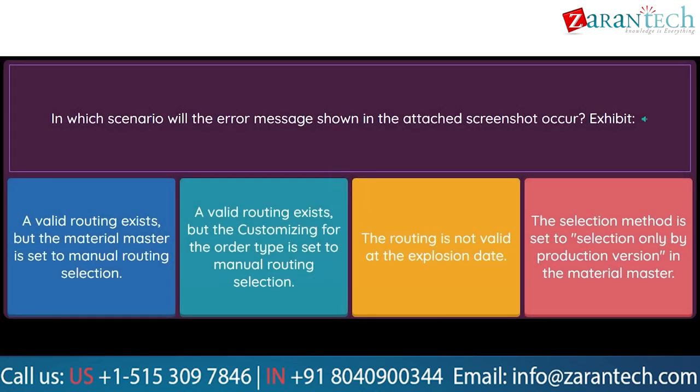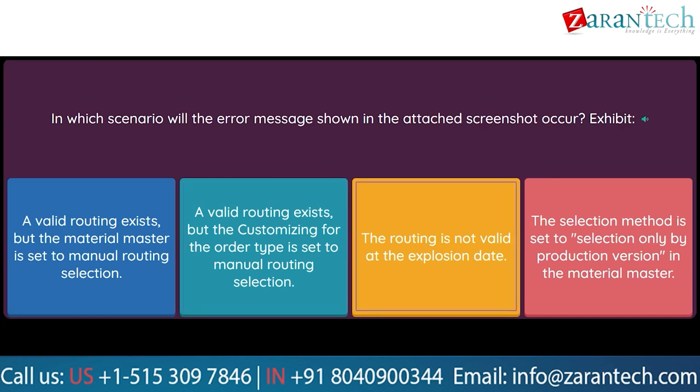Question: in which scenario will the error message shown in the attached screenshot occur? Exhibit. Option 1: a valid routing exists, but the material master is set to manual routing selection. Option 2: a valid routing exists, but the customizing for the order type is set to manual routing selection. Option 3: the routing is not valid at the explosion date. Option 4: the selection method is set to selection only by production version in the material master.